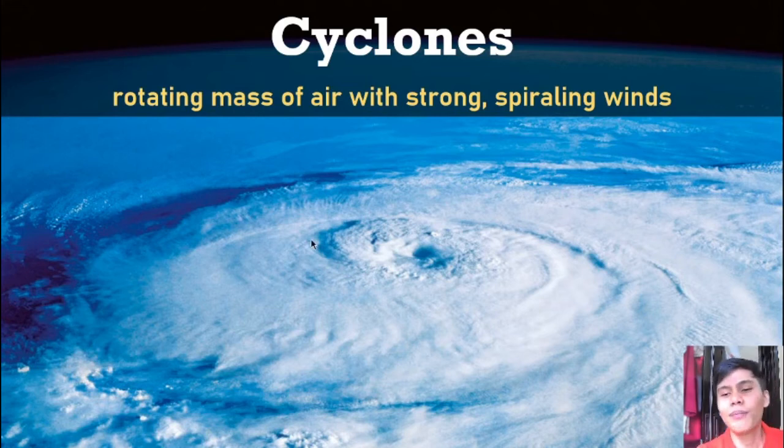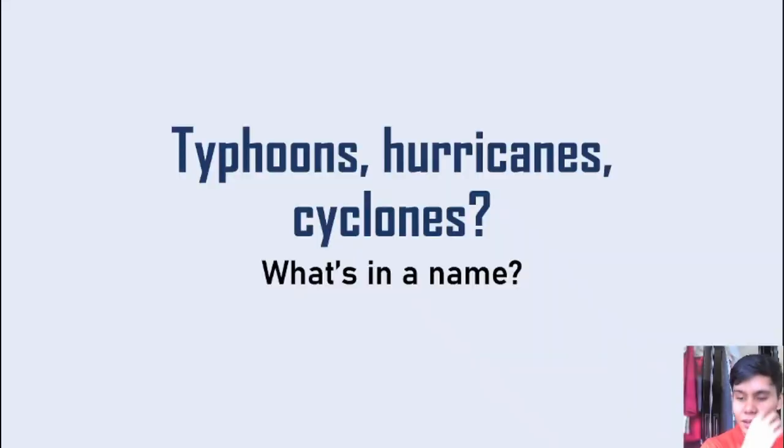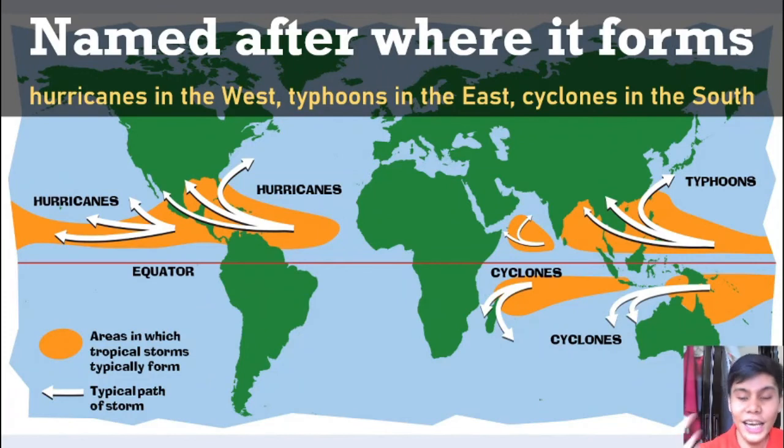So why are there many different names? So the different names, typhoon, hurricane, cyclones, these are named after the different places that they form. Hurricanes form somewhere in the west, typhoons somewhere in the east, and cyclones down south. All right, so it's just depending on where they are forming.